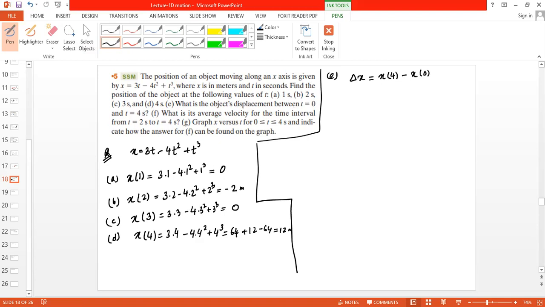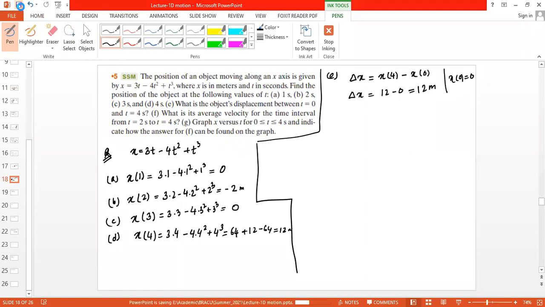So what was the position at time t equal to 0? We know x of 0 is 0. So delta x equal to 12 minus 0. By the way, you can just replace t by 0 here, and this will give you x of 0 equal to 0. So delta x equal to 12 meters.